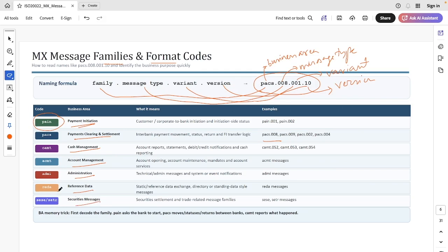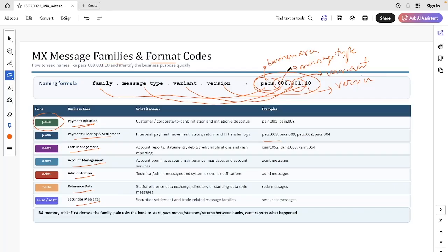So there is no need to memorize every possible message code. Your main job is to decode the name quickly and ask the right question. What happened in the business process? Was the payment initiated? Was it transferred between banks? Was the status sent? Was cash movement reported? So whenever you see an MX message name, first decode the family, and then the message type, and then the version, and that alone removes a lot of confusion in project discussions.